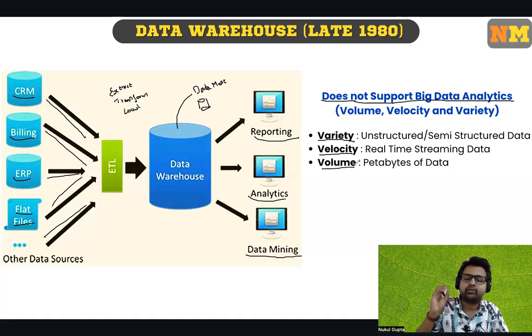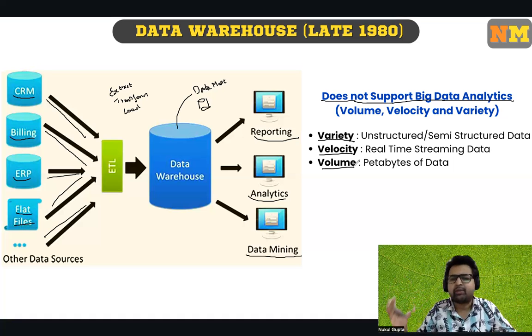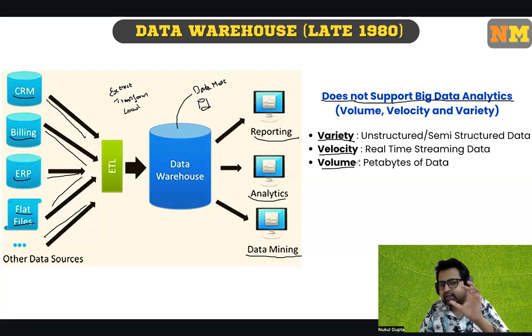So big data has variety, velocity, and volume. Volume is huge data, petabytes of data. So big data satisfies these three very important characteristics: variety, velocity, and volume. And unfortunately, the current architecture of the data warehouse which we are discussing does not support these three aspects, because a data warehouse only supports structured data. It only supports stored data. It does not support real-time data.